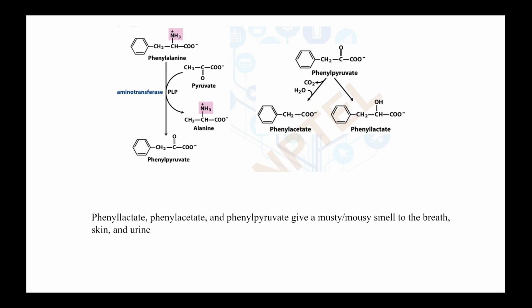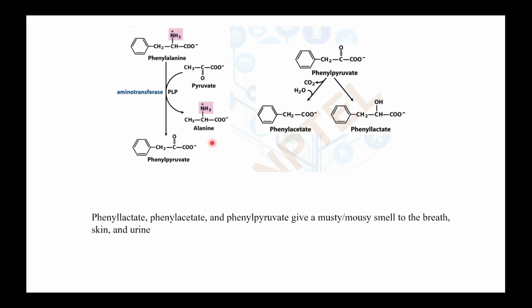So phenylalanine, via aminotransferase. If you remember from the previous class, we studied aminotransferase enzymes, right? What do aminotransferases do? They basically take the amino group from one amino acid and transfer it to an alpha keto acid, and that keto acid will get converted into an amino acid, and the amino acid will get converted into a keto acid.